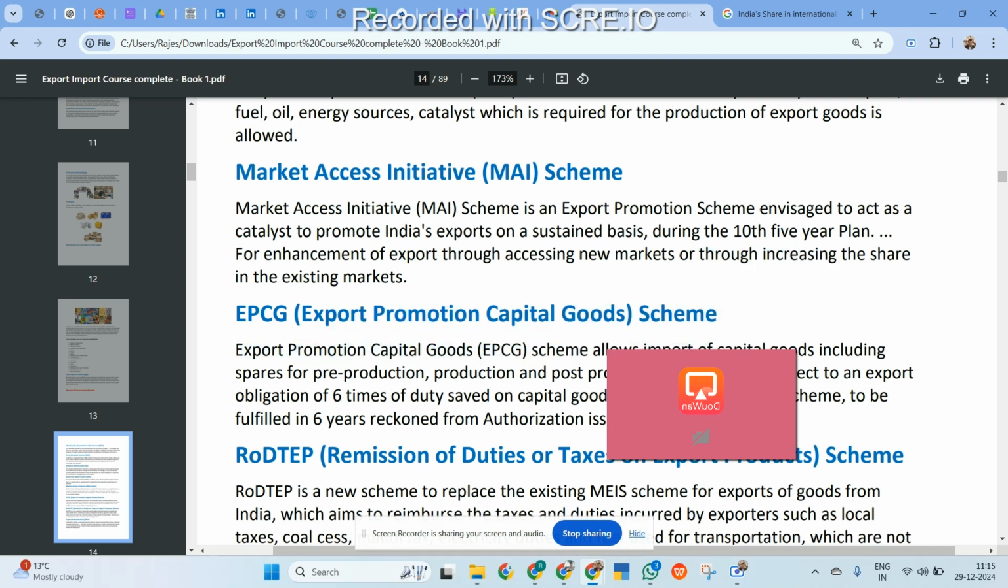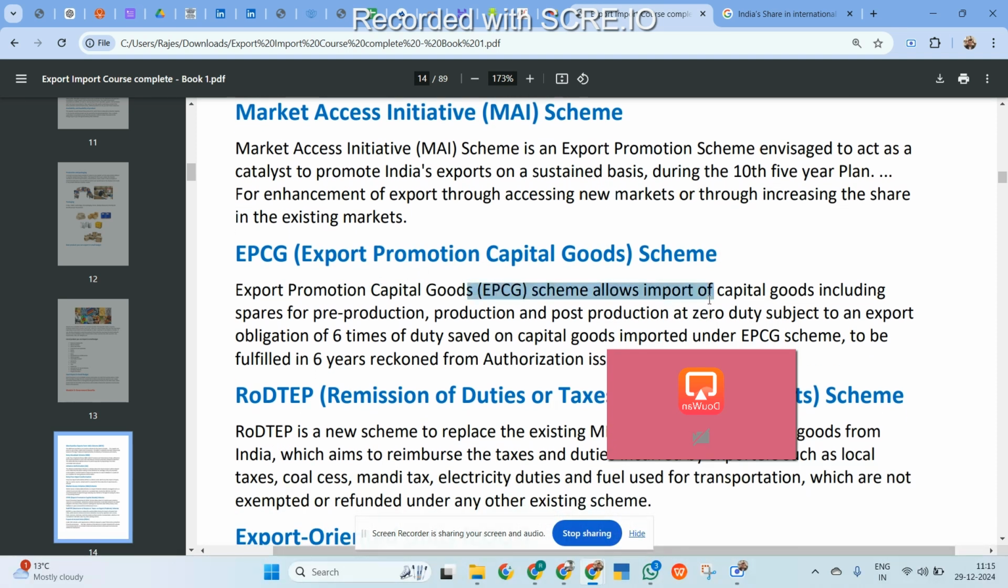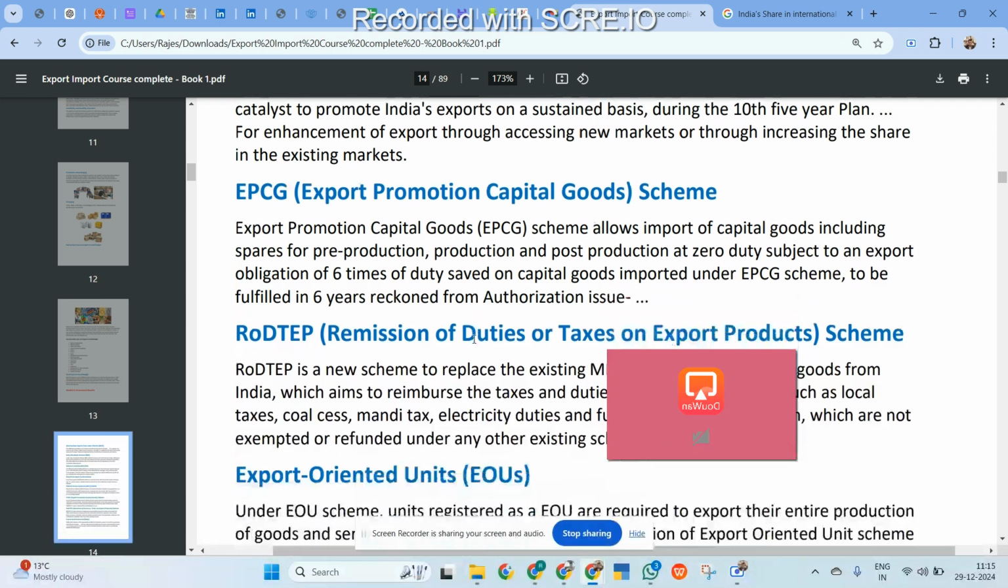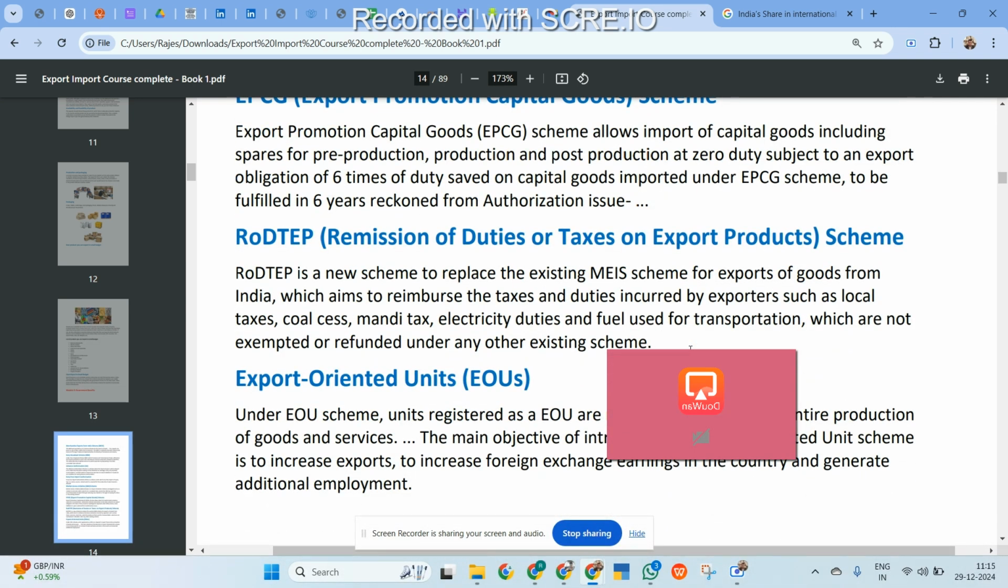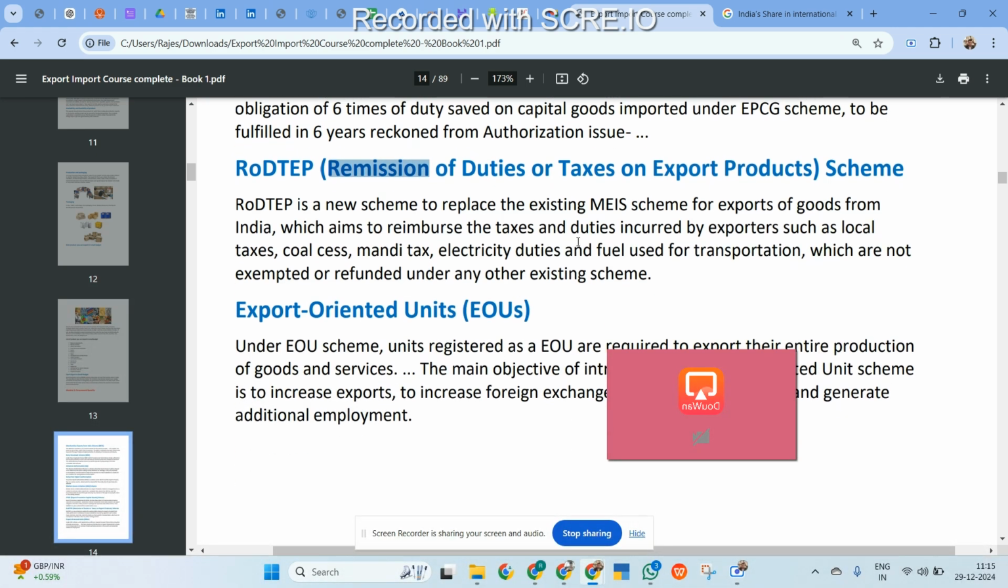Export Promotion Capital Goods Scheme. The Export Promotion Capital Goods (EPCG) scheme is also a good scheme for capital goods, in which you will get a loan, and some part of the interest is borne by the government itself under this scheme. RoDTEP: remission of duties and taxes on export products. This is also a kind of, you can say, cashback.